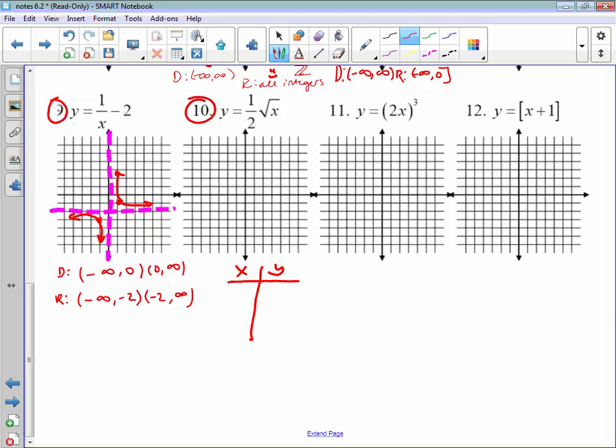You don't have to show the charts if you just want to show the graph, that'd be great. No, still fill in the charts. Okay.